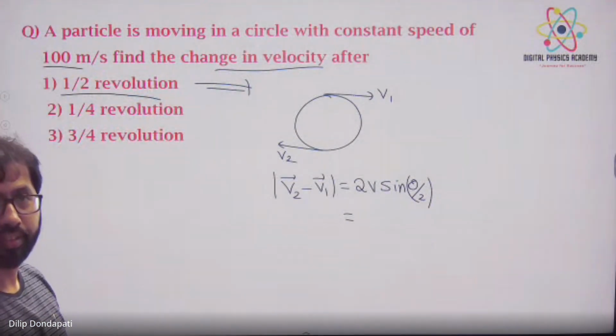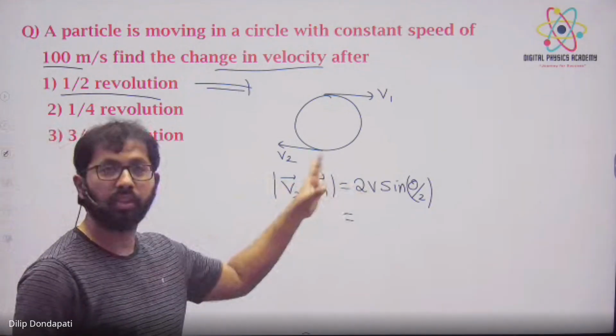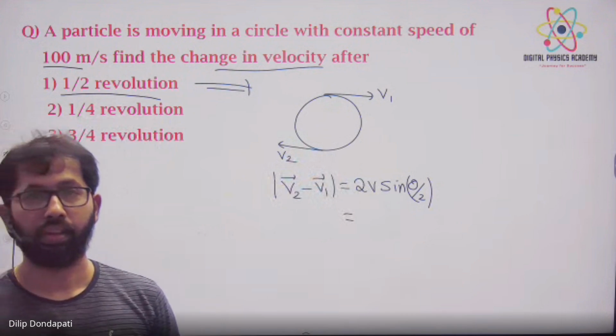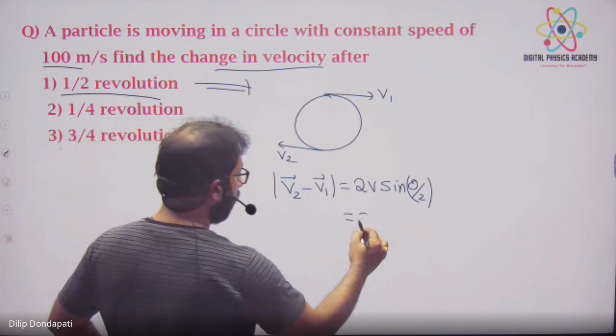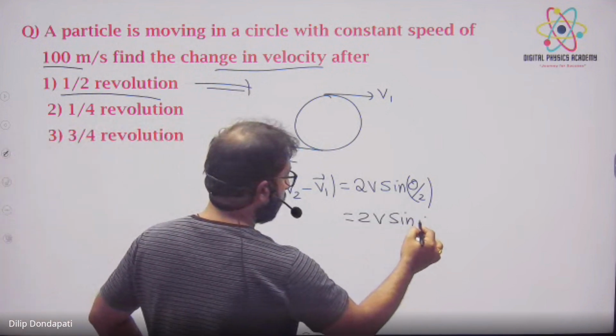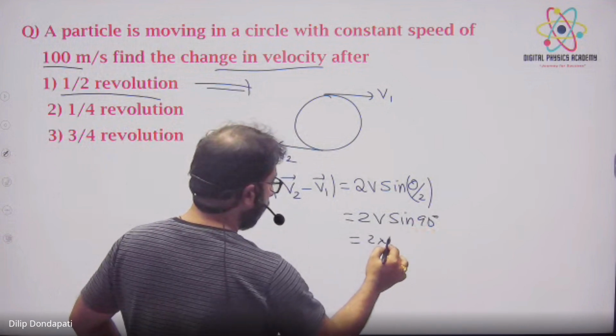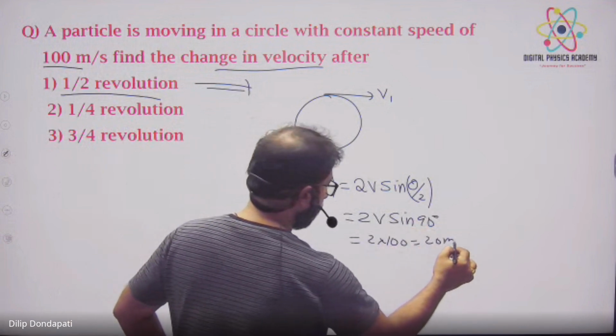100, right? So we can use this 2v sin theta by 2 only when it's constant speed. Only then did I take it common. Otherwise it will not work. And that too only for a circular path. So 2v means 2 into 100 is 200. 200 meters per second is the first one. 2v sin 180 by 2, which is 90. Sin 90 is 1. So 2 into 100, 200. Now similarly, the second one.